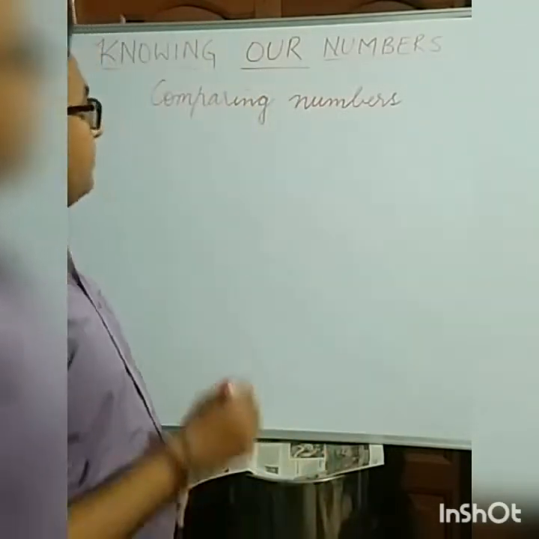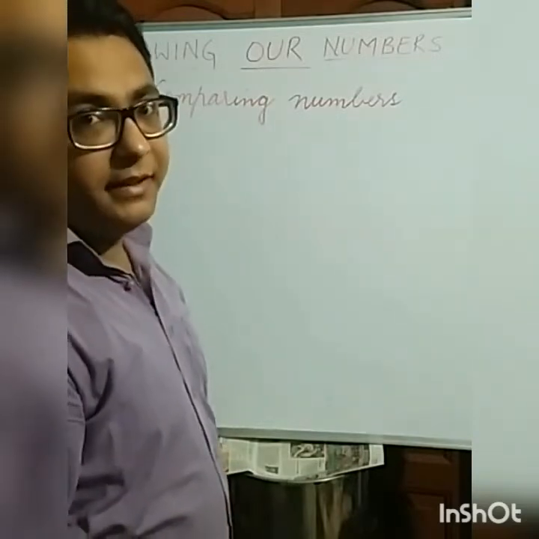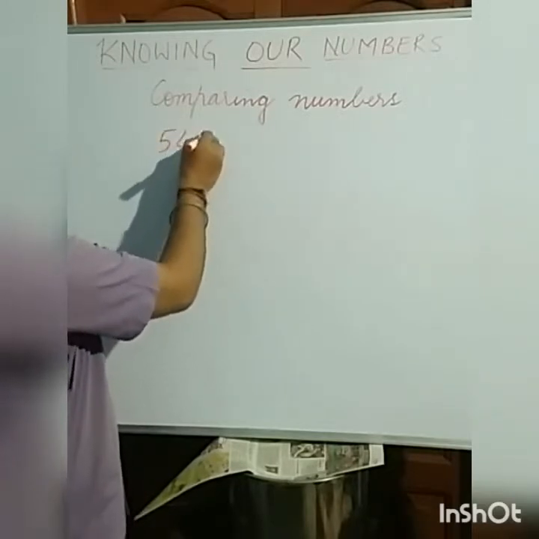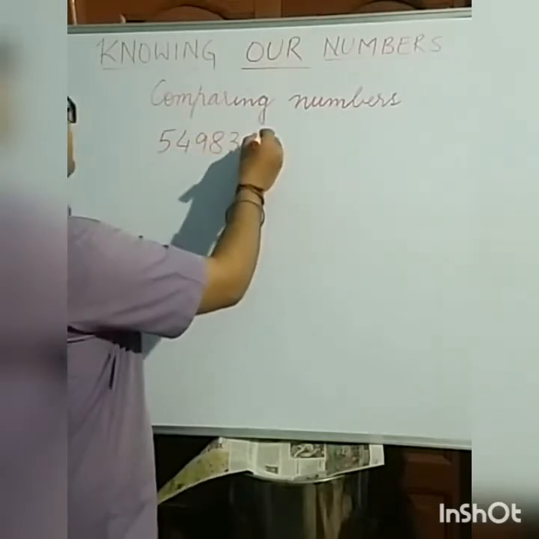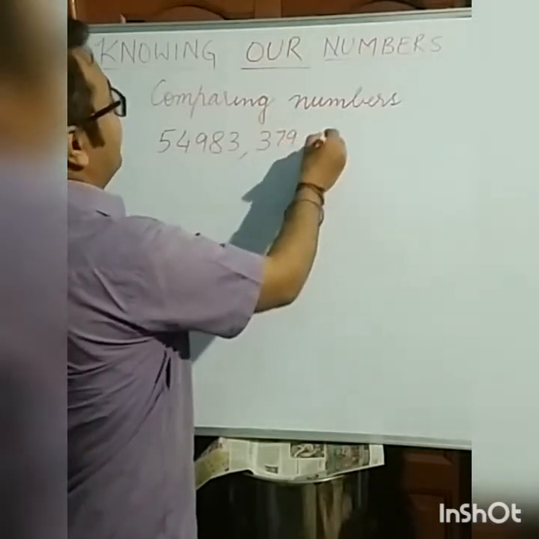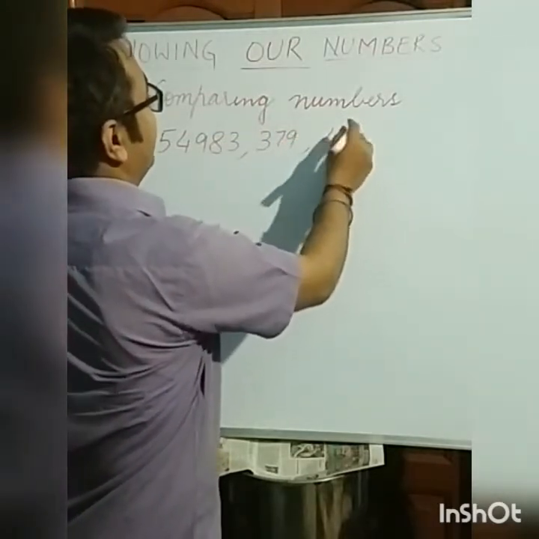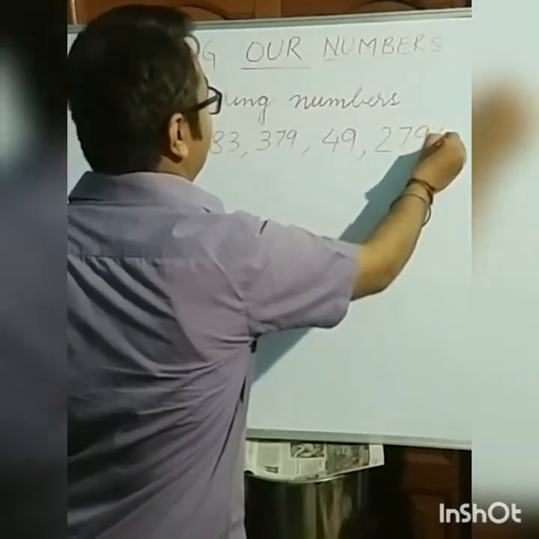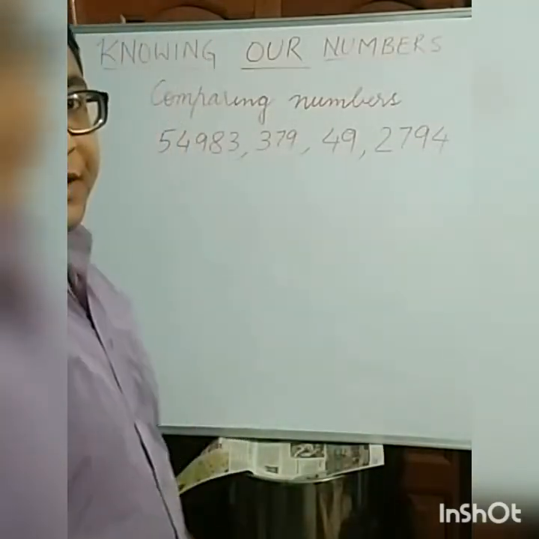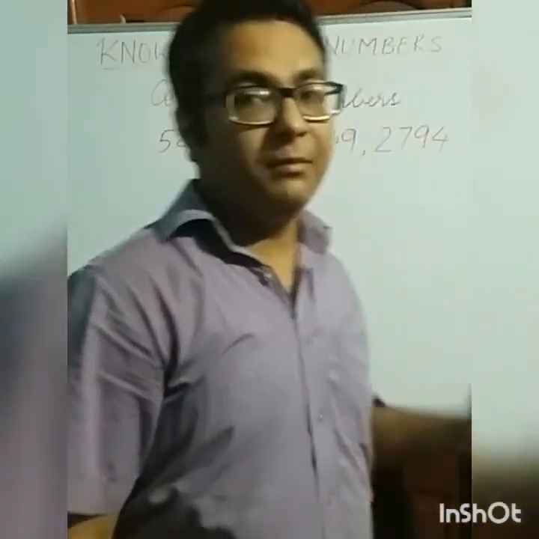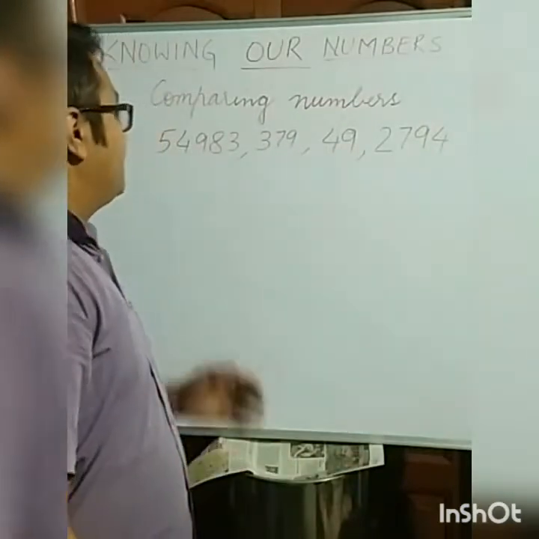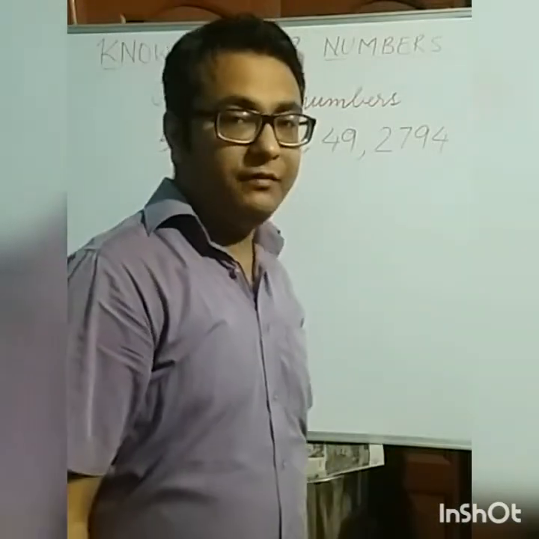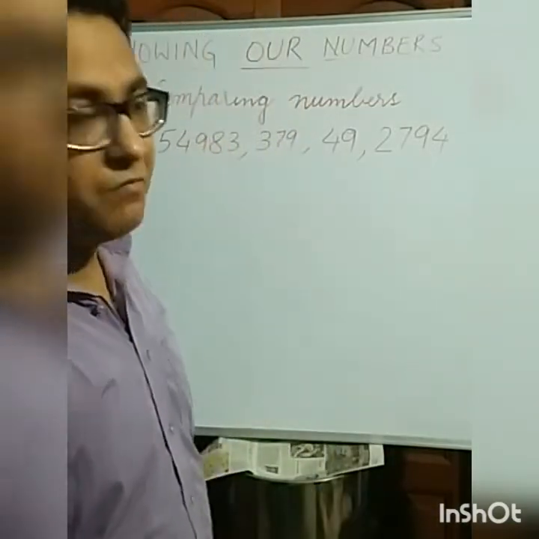I am writing a few numbers on the board and then we will find out which number is greatest and which number is smallest. Let's say the first number is 54983, then 379, then 49 and 2794. So now we need to find the greatest and the smallest number among these four numbers. By mere observation you can compare these numbers, but there is a way which we are going to see.